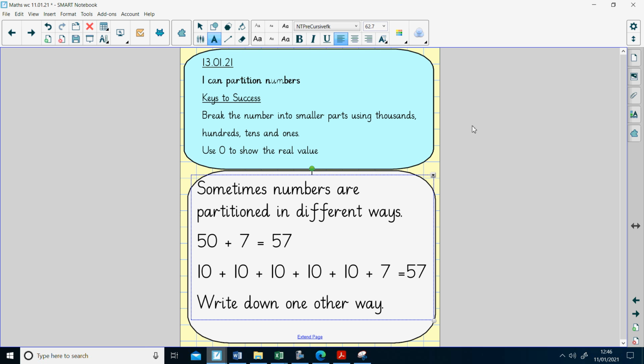Okay, so like we saw in the video, sometimes numbers can be partitioned in different ways. So I've partitioned 57. 50 add 7 is 57. But I could also partition into 10, a 10, a 10, a 10 and a 10, and 7 ones would also give me 57. Have a go for Year 4, pause the video and write down another way that 57 could be partitioned. Pause the video now and then come back to me.